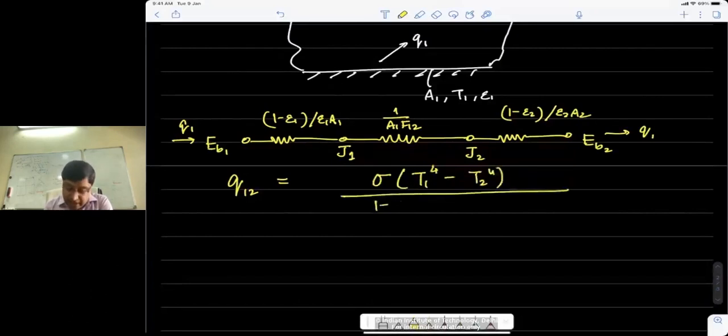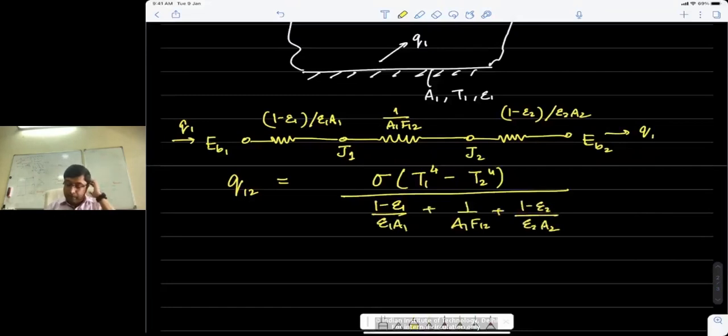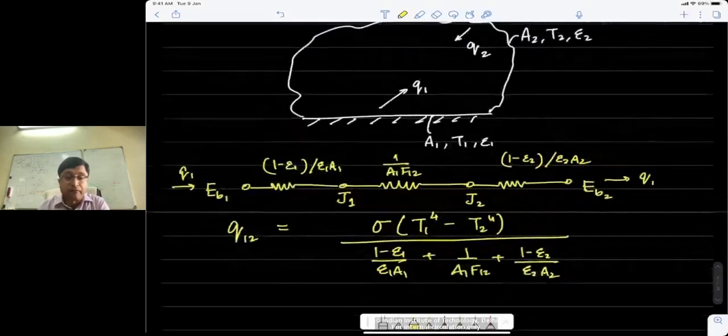And because the resistances are in series, we'll have (1 minus epsilon 1) by (epsilon 1 A1) plus 1 by (A1 F12) plus (1 minus epsilon 2) by (epsilon 2 A2). So that would be the radiative exchange when you are dealing with any two surfaces which are diffuse gray and that form an enclosure as I've shown here.